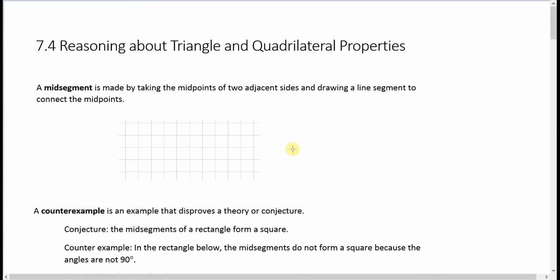In this video, we are going to talk about triangles and quadrilaterals and their properties. More specifically, midsegments and medians. Midsegments and medians are different ways to split apart polygons.